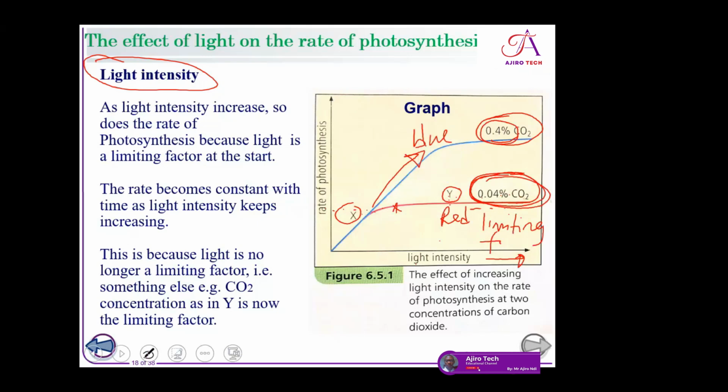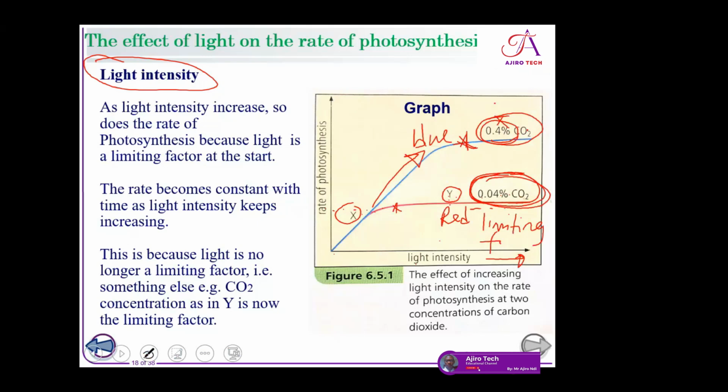So at X now, what can you say is the limiting factor? If it's not carbon dioxide, then something else could be limiting. It could be temperature, it could be another factor. But at X now, we can say carbon dioxide is now not limiting.